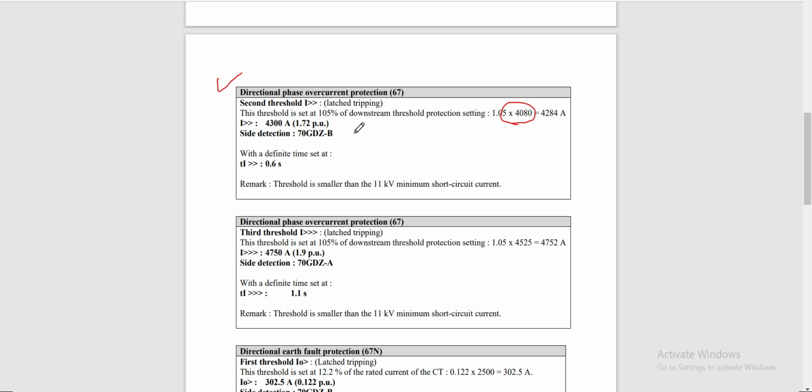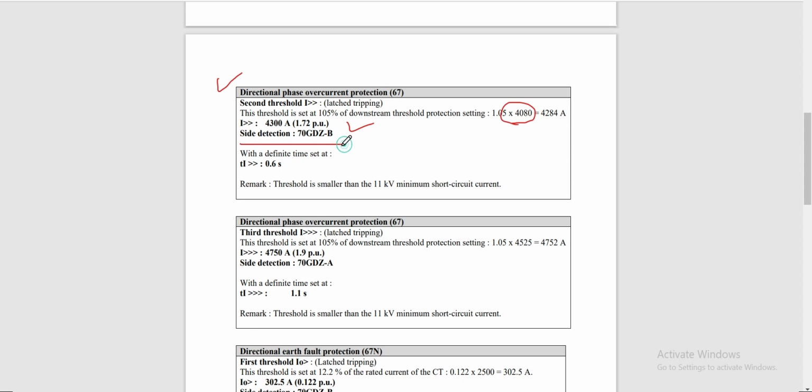For our second threshold setting, after multiplying 105% by 4080, we have 4300 ampere, or 1.72 per unit. We multiply this 4300 ampere by the relay CT ratio, which is 1/2500. That's why we have this 1.72 per unit. Meaning, this is the side detection at building B.